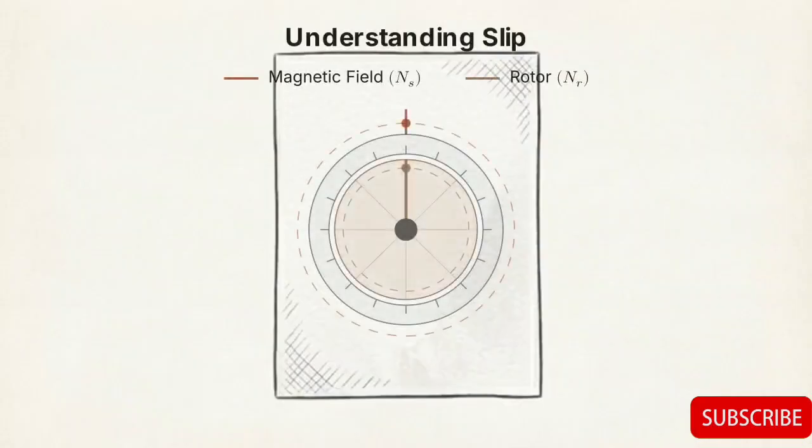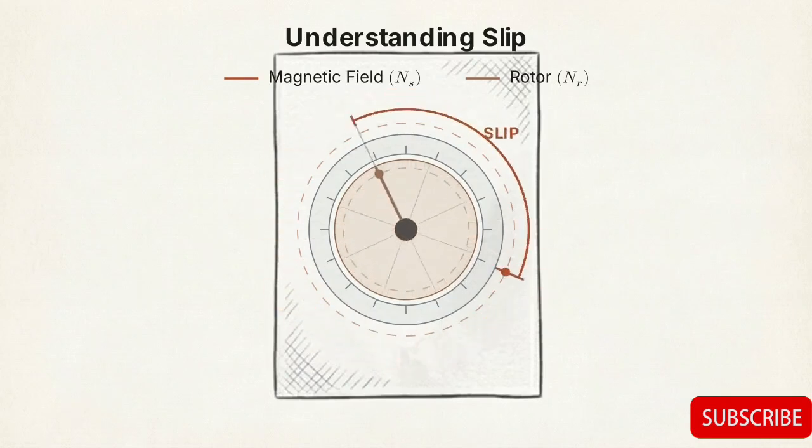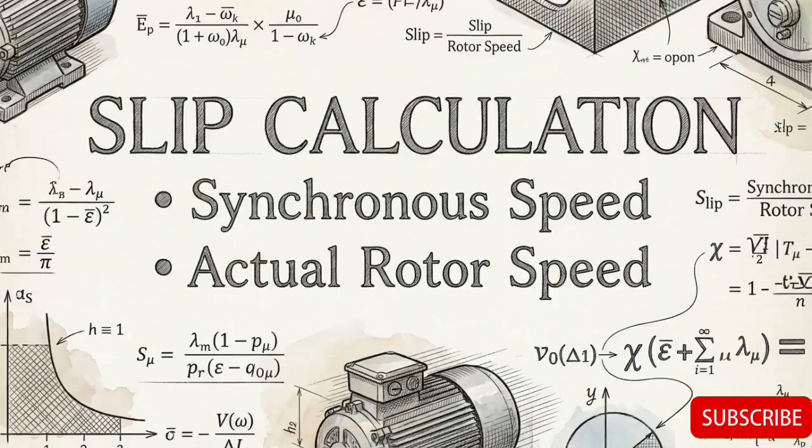To understand it, you need to know slip. Slip is the difference between the rotating magnetic field speed and the actual physical speed of the rotor. Look at the layout on screen and write down this precise mathematical formula. Slip equals ns, the synchronous speed, minus nr, the rotor speed, all divided by ns.